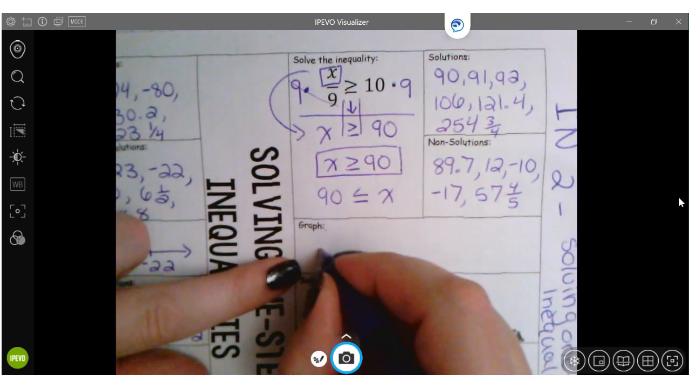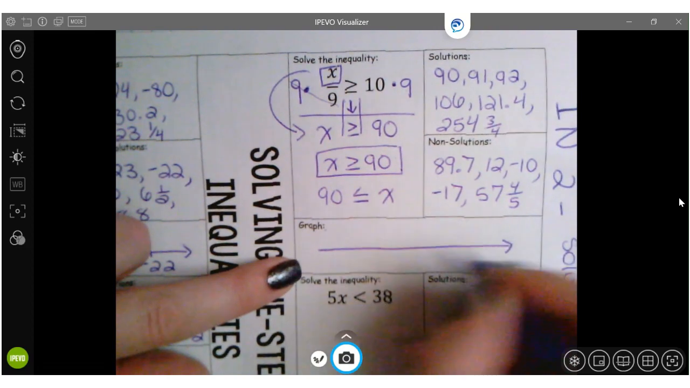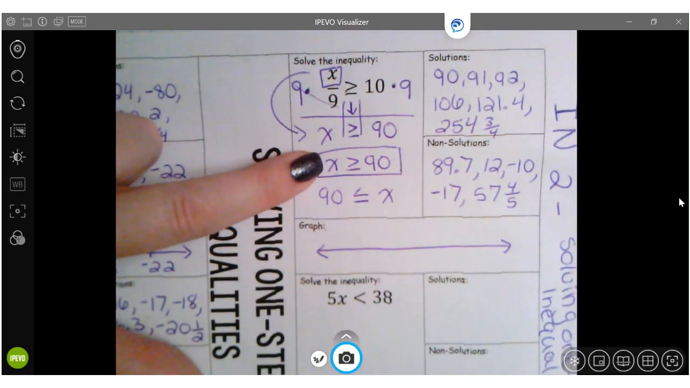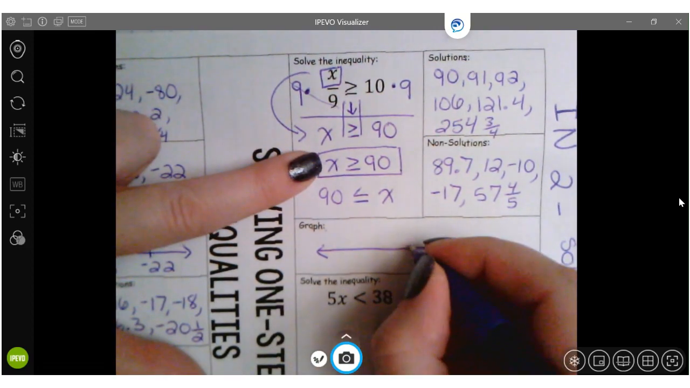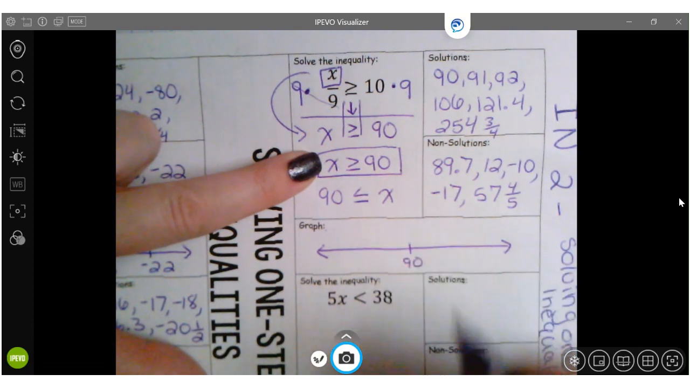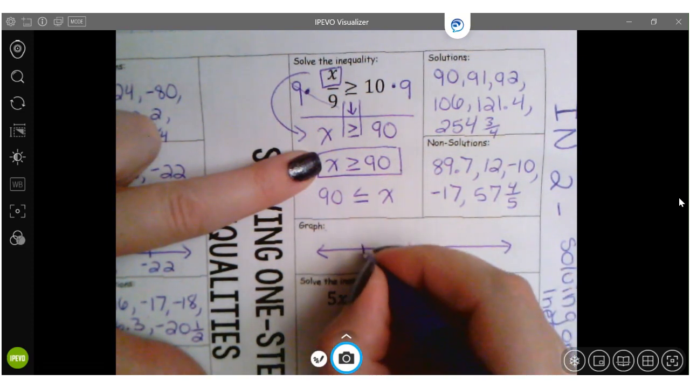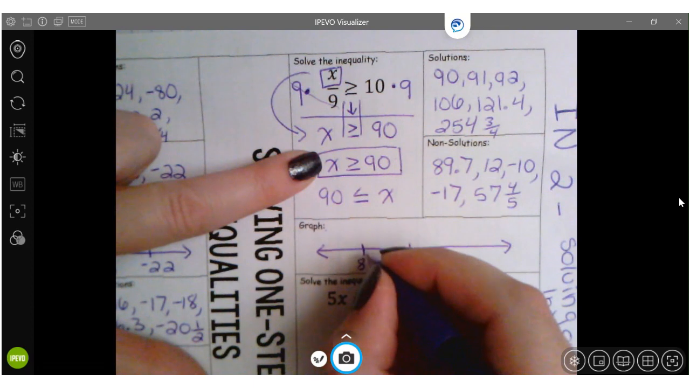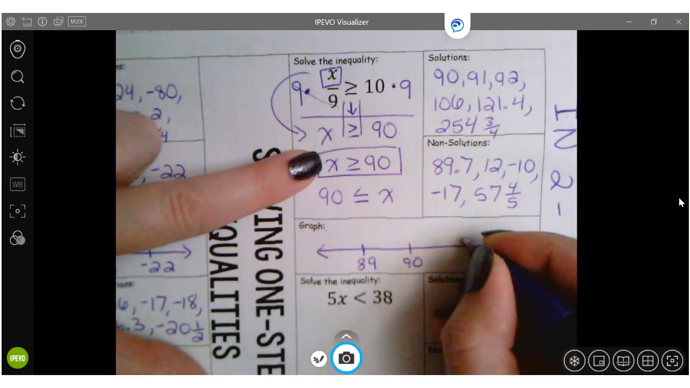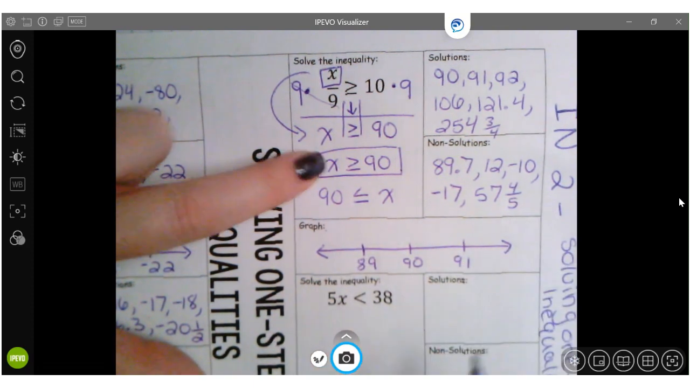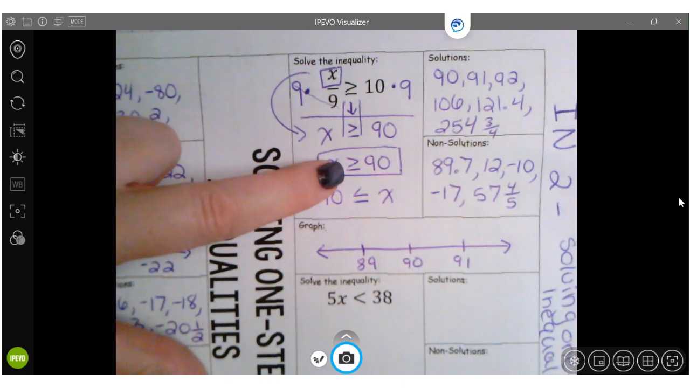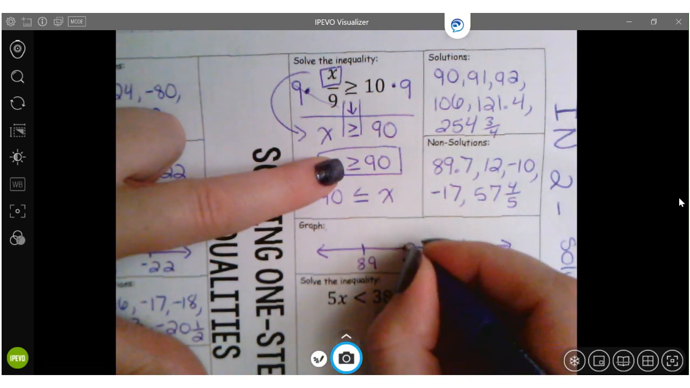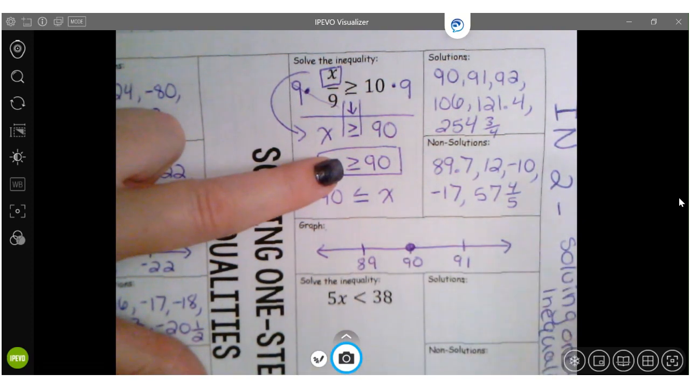All right, so we're going to graph it. Draw your line. The number that you're comparing to x goes in the middle. So 90 will go in the middle. One to the left would be 89, and one to the right would be 91. All right, open or closed circle on the 90. There is a line under it, and we listed 90 as a solution. So that'll be a closed circle. So we would include 90 in the solution.